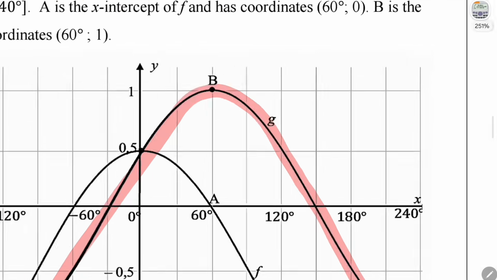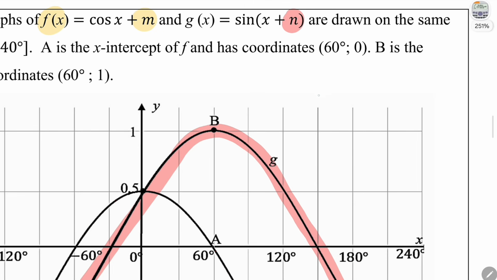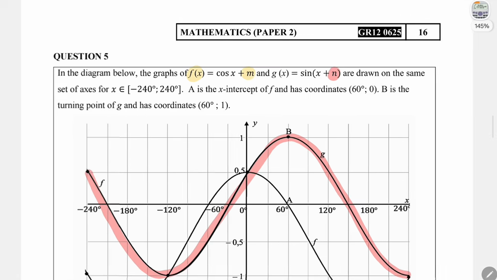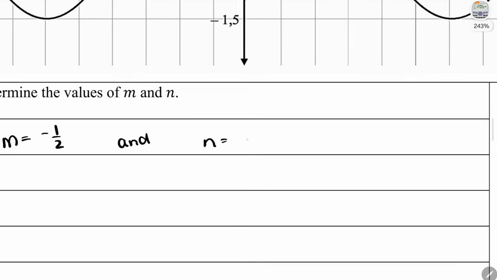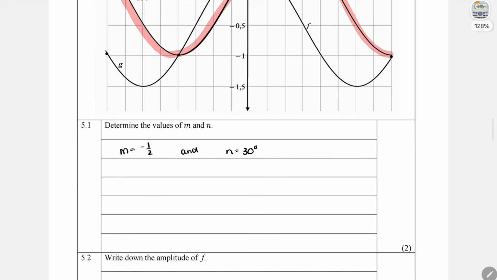When a graph moves to the left, you would add. And if it moved to the right, you would subtract. So this n value here is actually n equals positive 30 degrees. If we added 30 degrees there, it would shift that graph 30 degrees to the left. So n is equal to 30 degrees, and that is our answer.